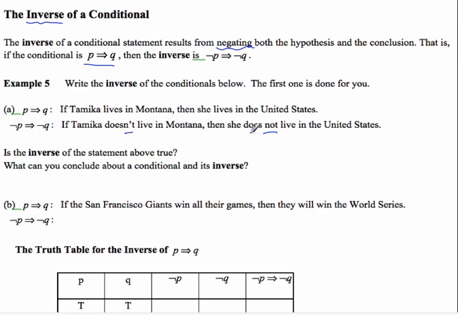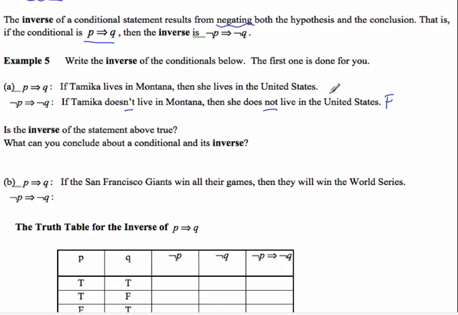Is the inverse of the statement above true? If Tamika doesn't live in Montana, then she does not live in the United States. That is false, right? So what can you conclude about a conditional statement and its inverse? You can tell just by that they're not going to be equivalent. They're not saying the same thing.